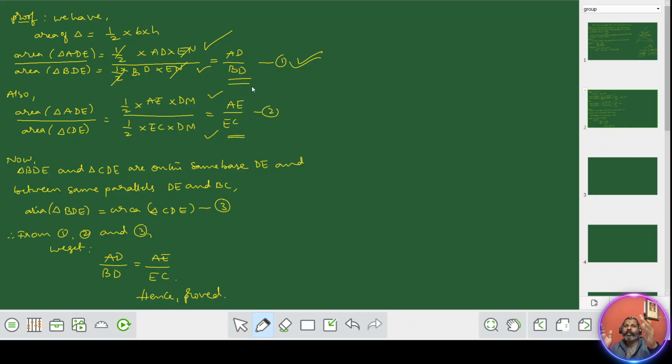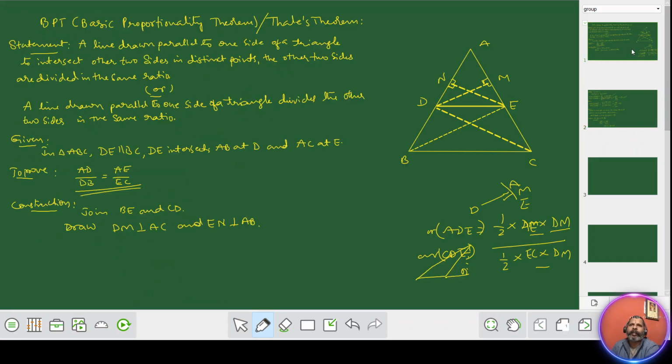So to make RHS equal, we should make LHS equal. How? Check out. LHS is what? Area of ADE by area of DBE, and area of ADE by area of CDE. So ADE numerator is also the same. So the only thing we want is to make BDE and CDE areas the same. Where is CDE? This CDE. BDE and CDE areas should be equal, which means LHS will become equal.